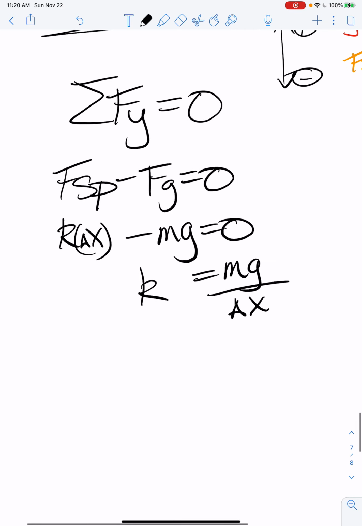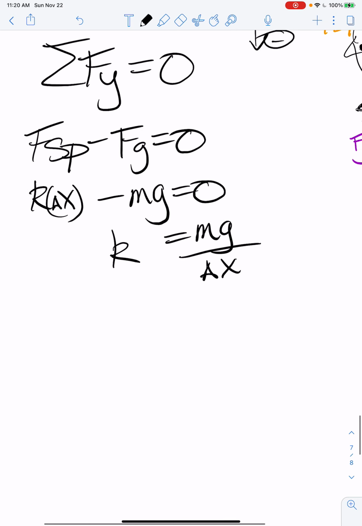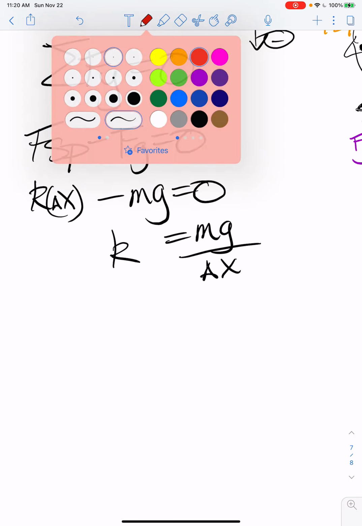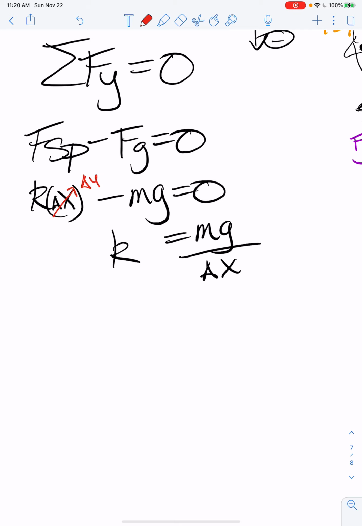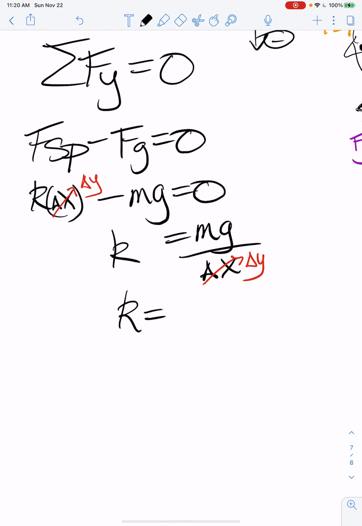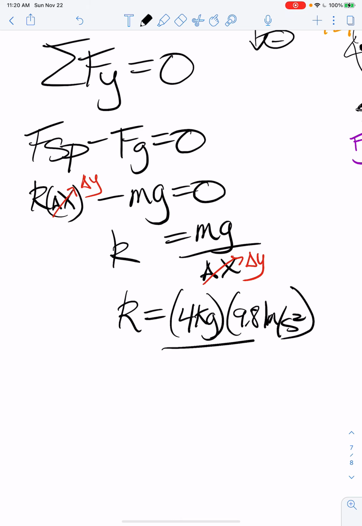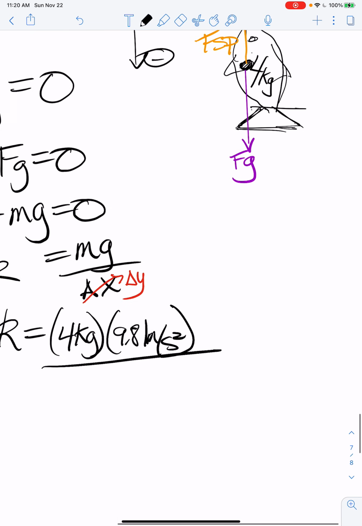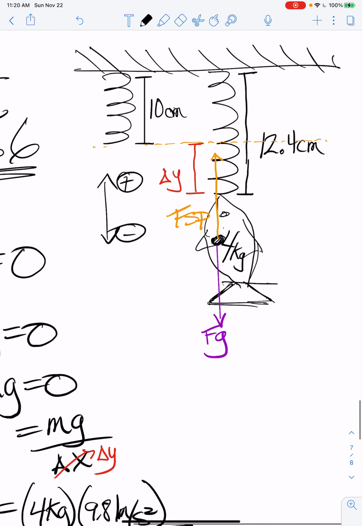We can then plug in. We said we were going to use delta y, whoops, but that's okay. I'll just make a correction there and write that in red. This is delta y, this is delta y. Okay, let's plug in some numbers. K is equal to the mass of the fish, which was 4 kilograms, times 9.81 meters per second squared, divided by delta x, which was, did we ever figure that out? No, we didn't. It's 2.4 centimeters, right? 12.4 minus 10, so 2.4 centimeters.